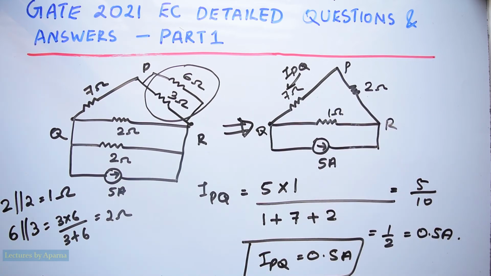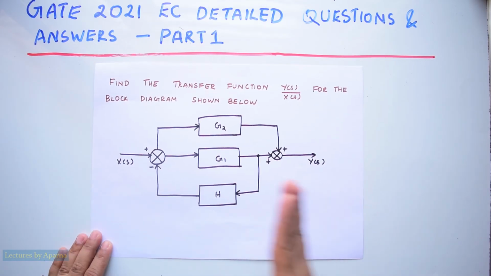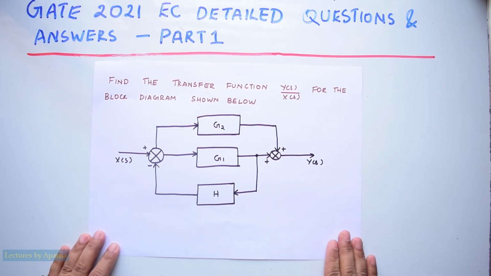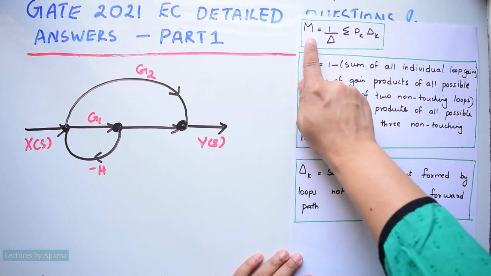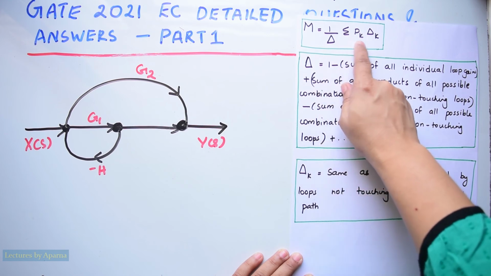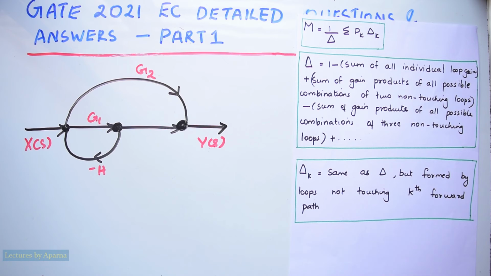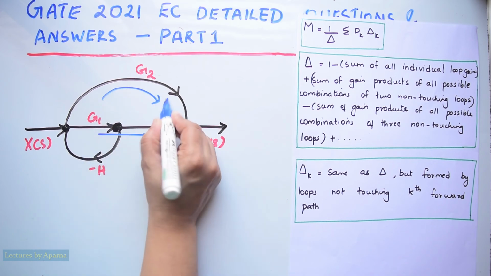Now let us see next question. Find the transfer function Y of s by X of s for the block diagram shown below. The given block diagram can be redrawn as a signal flow graph like this. We have to apply Mason's gain formula here. Mason's gain formula is given as M is equal to 1 by delta sigma Pk delta k. This Pk is the forward path gain. So here there are two forward paths. This is path P1 and this is path P2.